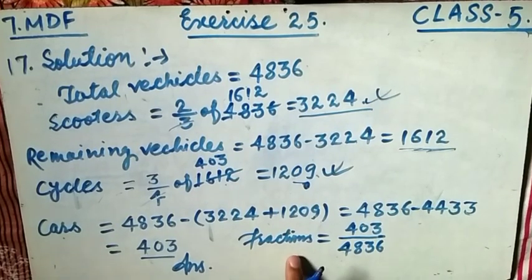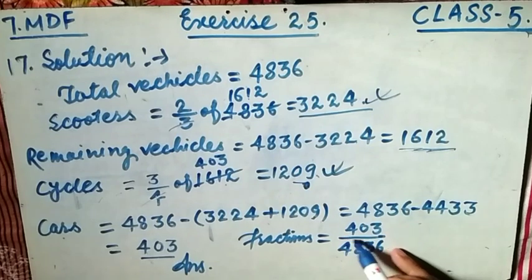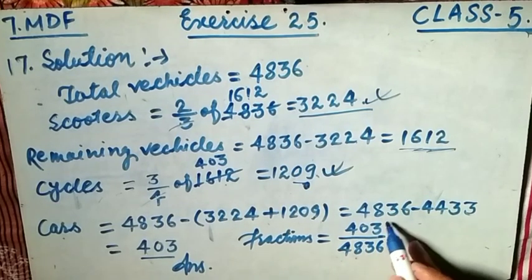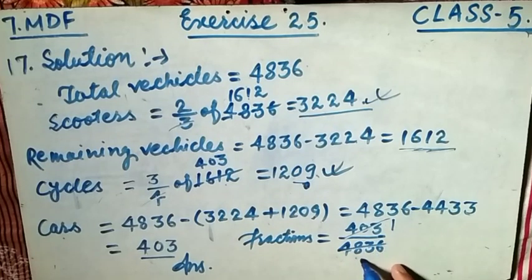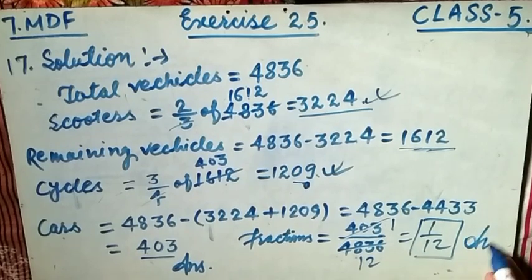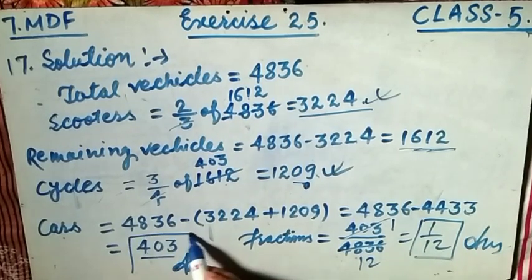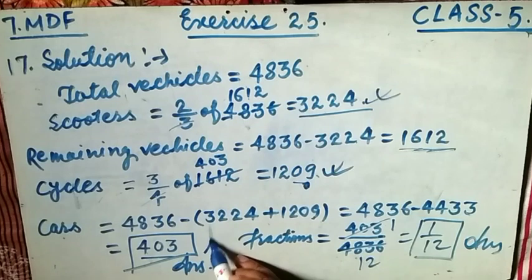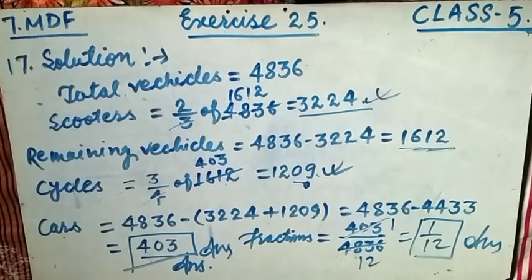Now the required fraction is equal to, we have to find the fraction of the total number of vehicles and the cycles. So the number of cycles is here and the total number of vehicles is here. If we cancel 403 ones and 412 ones, this is 1 by 12, which is your first answer. This is the fraction required. And now the second answer is the total number of cars, which is 403. This is the second answer. I hope you will understand.